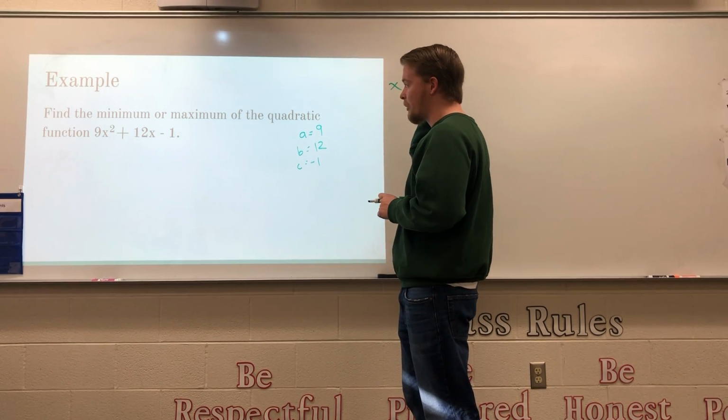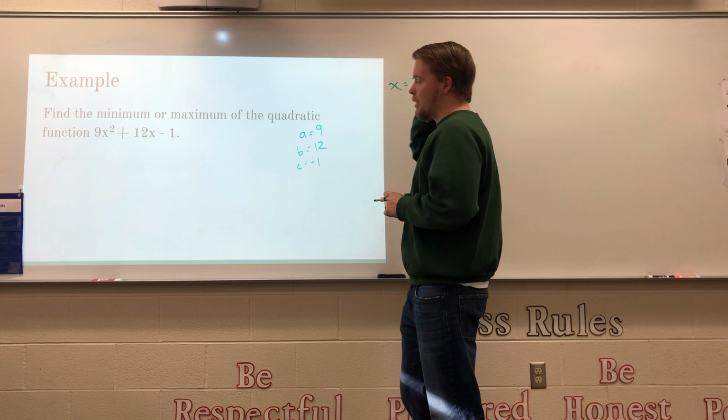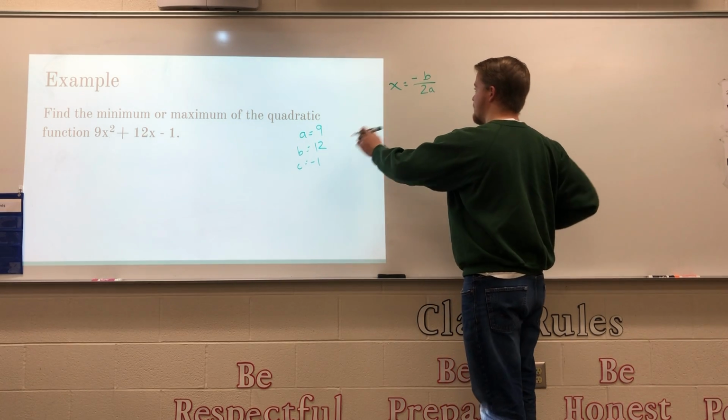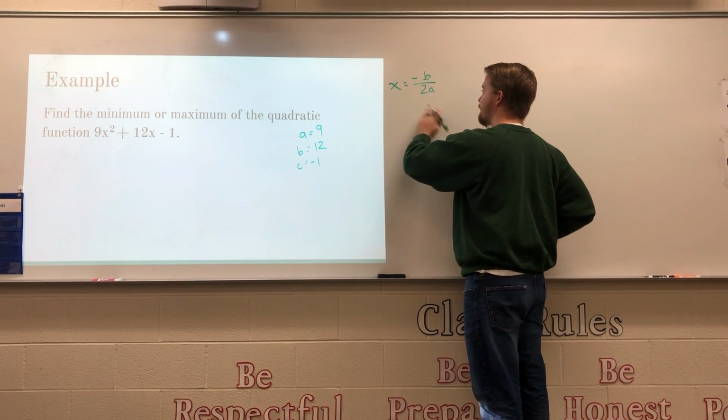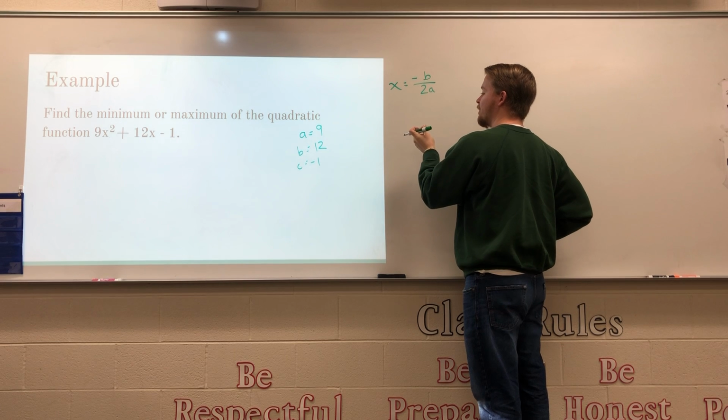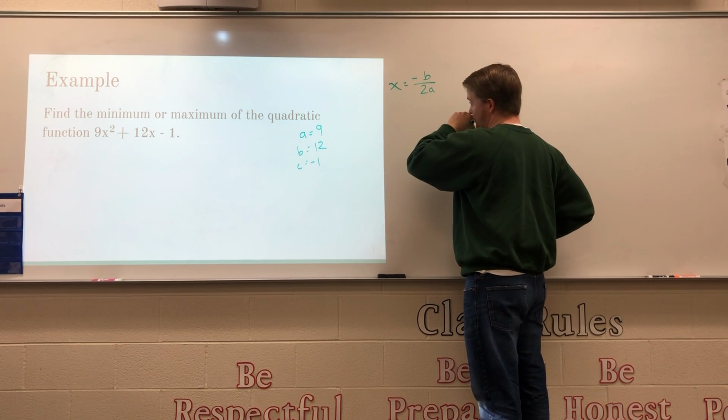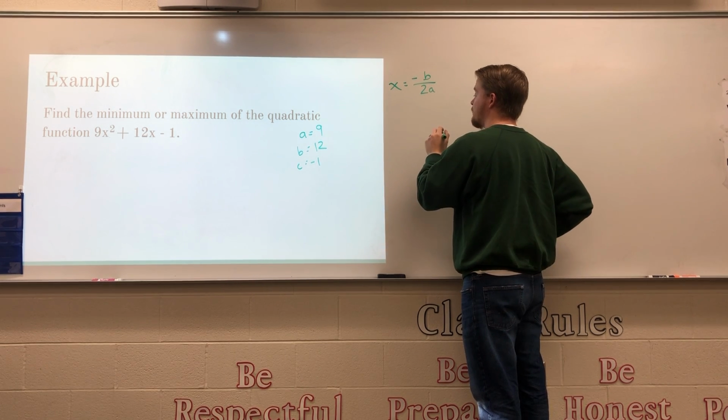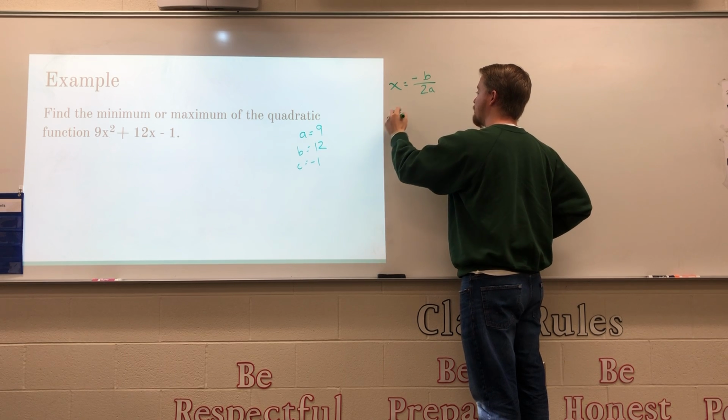So starting back where we were at, we have our A, B, C. We're going to use this equation to find x first. That's our first step in finding the minimum of this quadratic function. So first I'm going to plug in what I know.